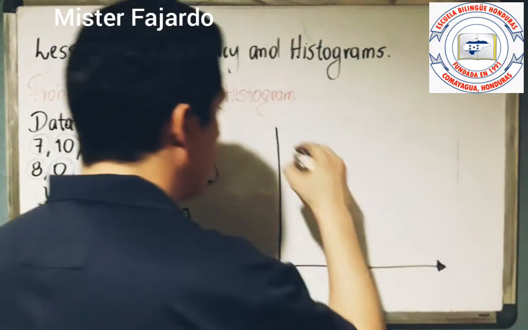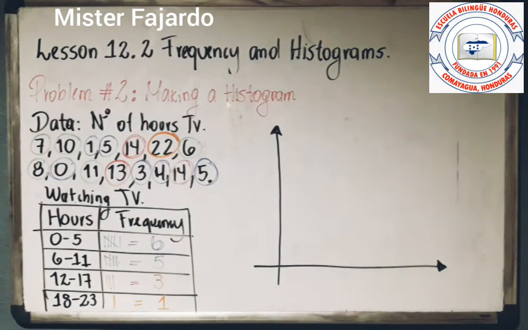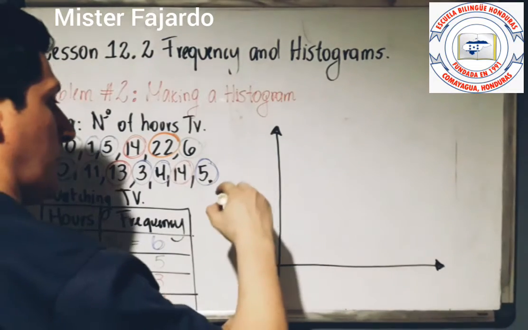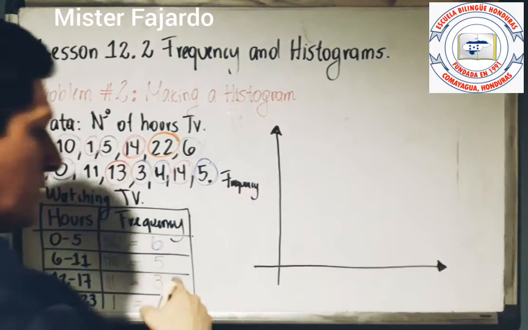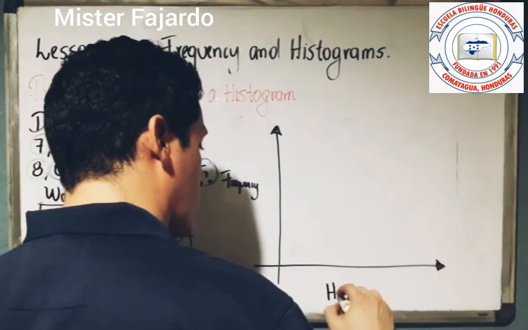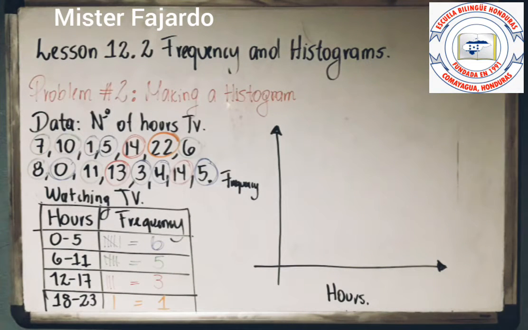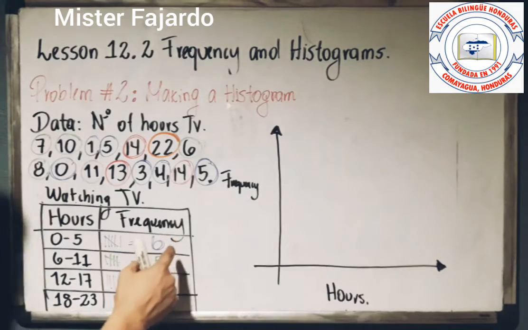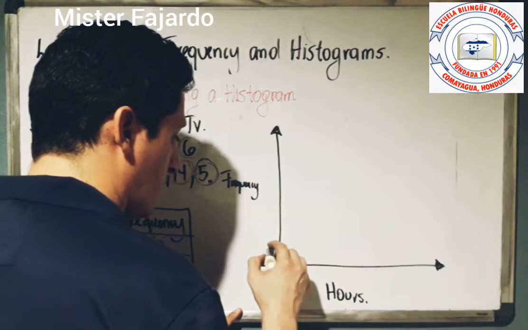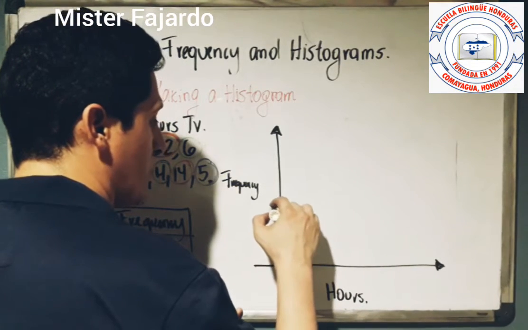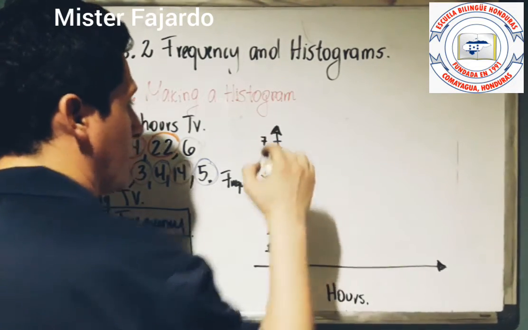Just remember that the values on the y-axis, in this case, are going to be the frequency. The values on the x-axis are going to be the hours, okay? And because you already know the range, you know that the greatest frequency value is 6 and the least value is 1. You can divide it from 1 until 7: 1, 2, 3, 4, 5, 6, and 7 exactly, okay?